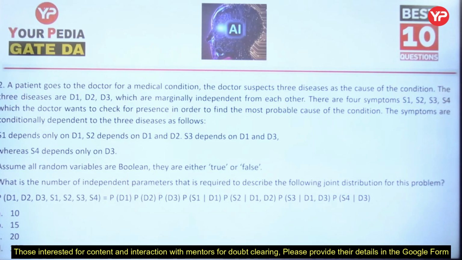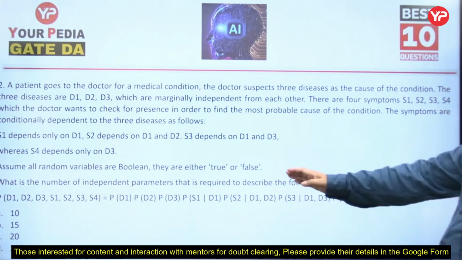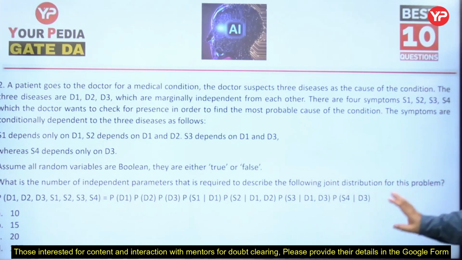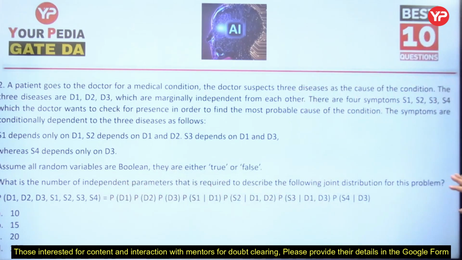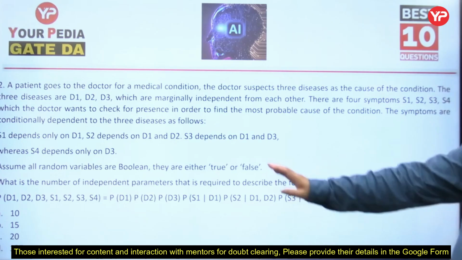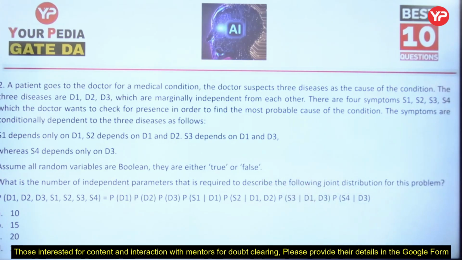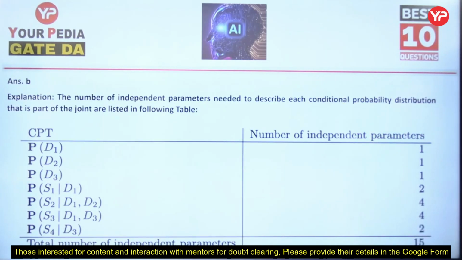Now the question is, what is the number of independent parameters required to describe the following joint distribution? How many parameters are required: 10 parameters, 15 parameters, 20 parameters, or 127 parameters? So how to solve this? The answer is B, 15 parameters.